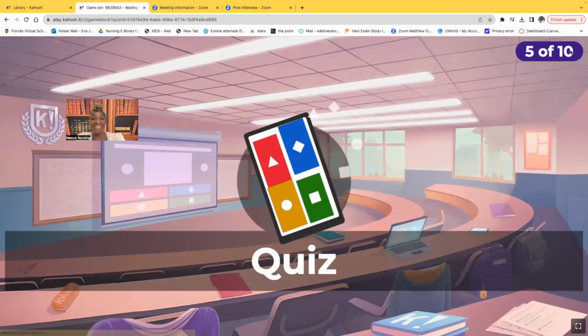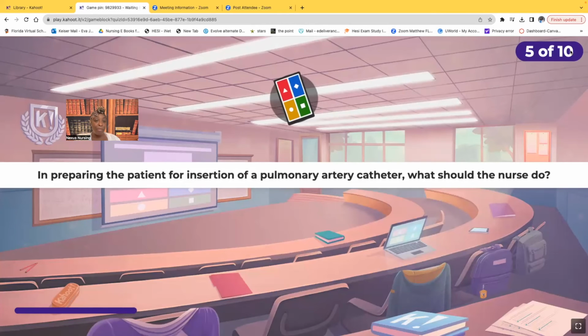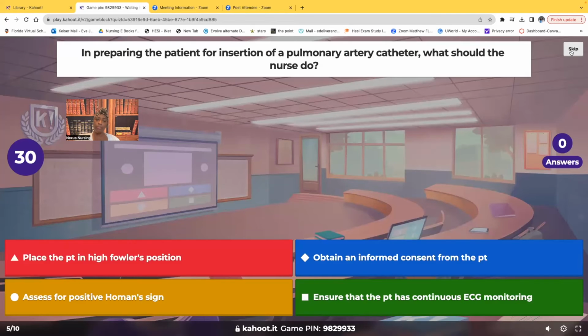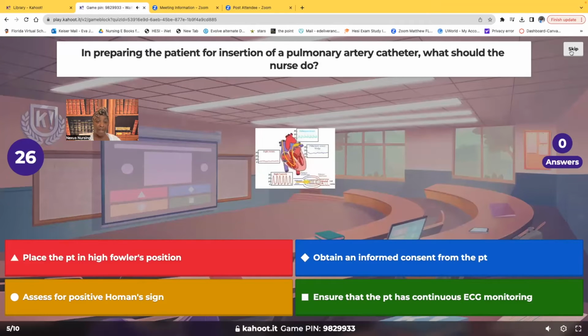Thank you, Irene. All right, I'm preparing the patient for insertion of a pulmonary artery catheter. What should the nurse do? Place the patient in high Fowler's position, obtain an informed consent from the patient, assess for a positive Homan sign, or ensure the patient has continuous ECG monitoring. What do you guys think?